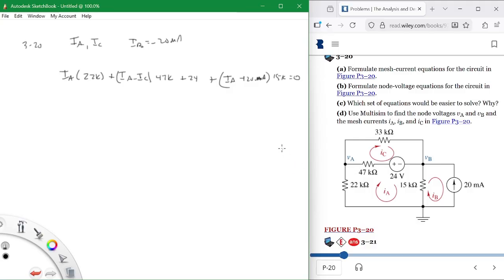So this is the trick for this one. You say IB is going in this direction, but it is contrary to this. So basically IB is equal to minus 20 milliamps. So you don't write IA minus IB as IA minus 20 milliamps; it's IA minus a minus 20, or IA plus 20 milliamps, and you're done. The other equation, the IC equation, is what?